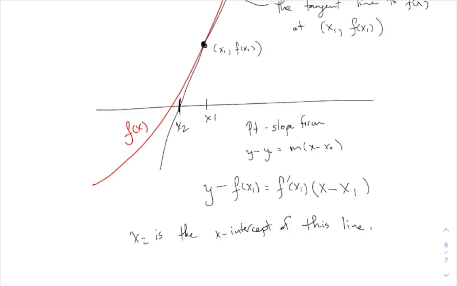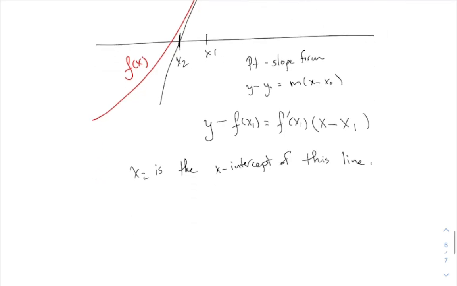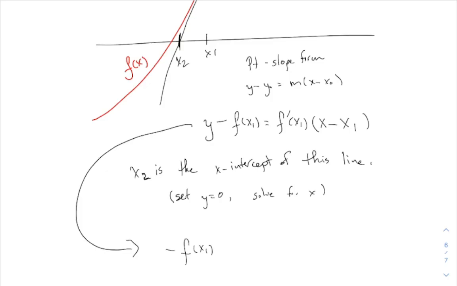You would typically set the whole equation equal to 0, although I didn't even solve my equation for y there. But yeah, the x-intercept of this line, we would set y equal to 0 and then solve it for x, right? That's supposed to say x2. So let's do that right here. I'm going to use 0 for the y. It says minus f of x1 equals f prime of x1, x minus x1, and I want to solve that for x now, which is not too complicated.